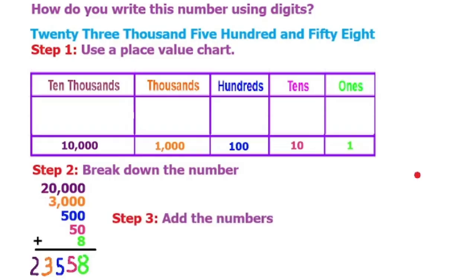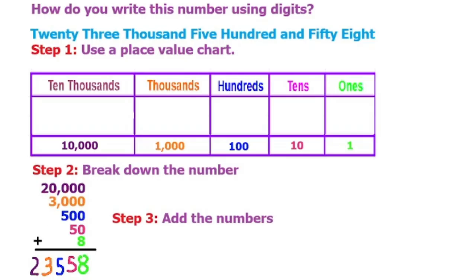So let's see. Add the numbers. So like I said, 8 plus all these zeros is 8. 5 plus all these zeros is 5. This 5 plus 2 zeros is still 5. 3 plus a 0 is 3. And then 2 is by itself.